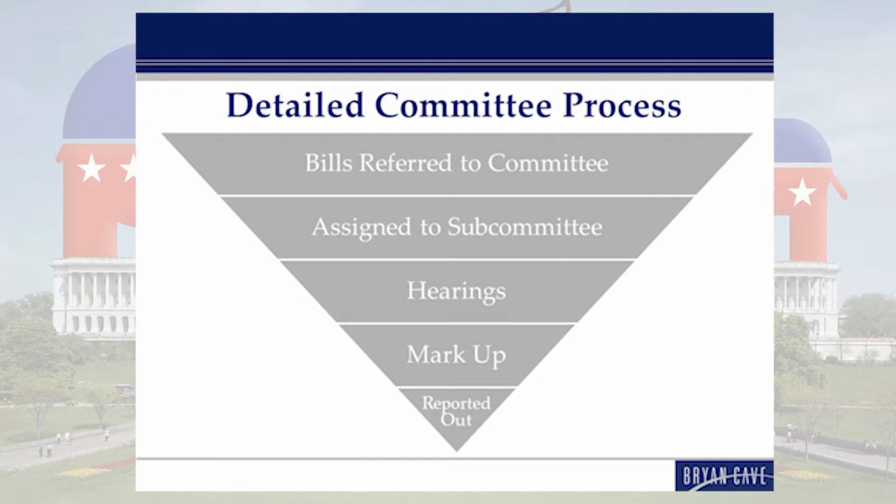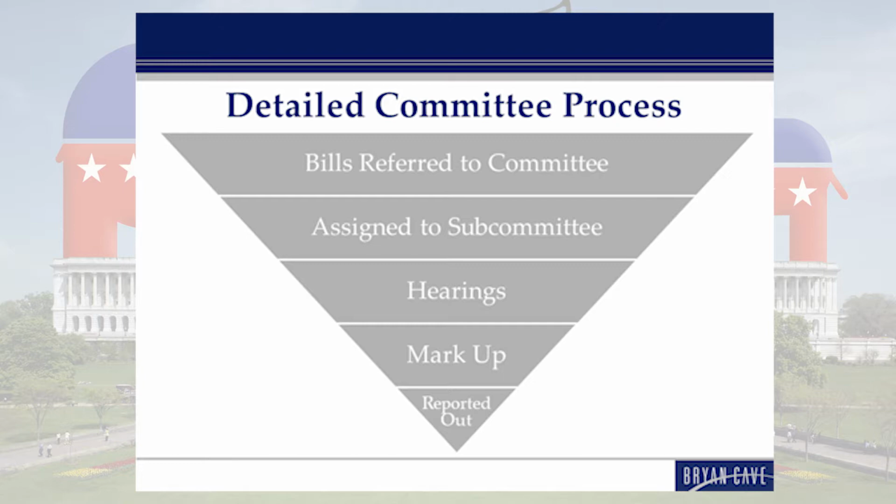At a subsequent date, the committee will hold what's called a markup, which is the real business meeting of the committee. At that point, they will amend the bill, and they will either pass or fail to pass a bill, and this is called the markup stage. Once a bill passes markup, passes the subcommittee, and passes the full committee, it is reported out and sent to the House floor or Senate floor.